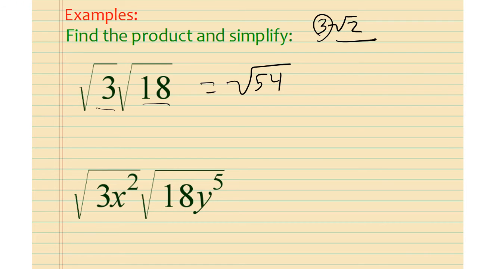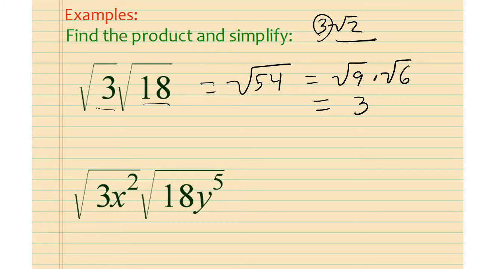Now I ask myself, what's the biggest perfect square that goes into 54? Remember when we memorized perfect squares? This is one of the reasons. The biggest perfect square that goes into 54 is 9. So I'm going to rewrite that as the square root of 9 times the square root of 6. Do I know what the square root of 9 is? I do. It is 3.